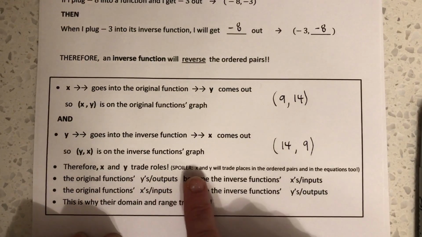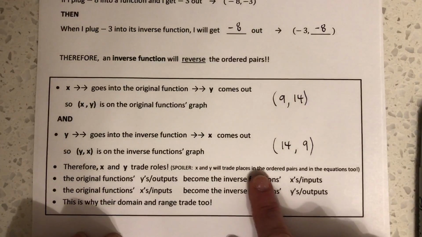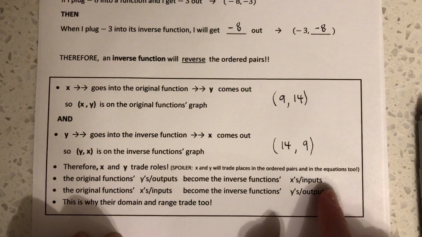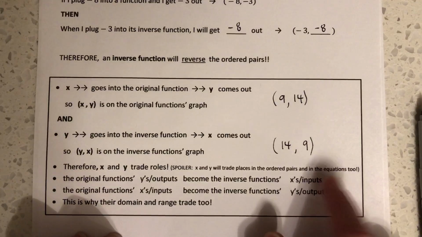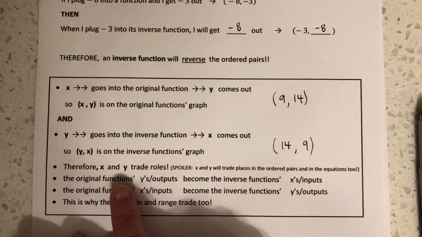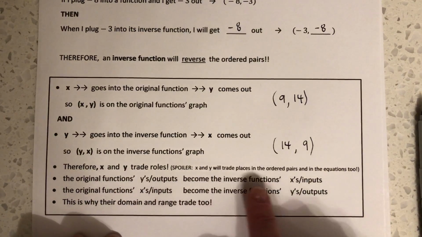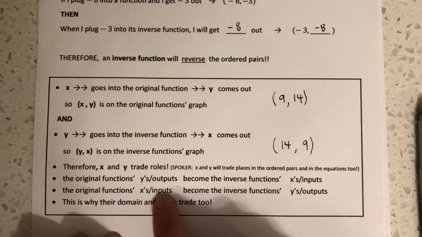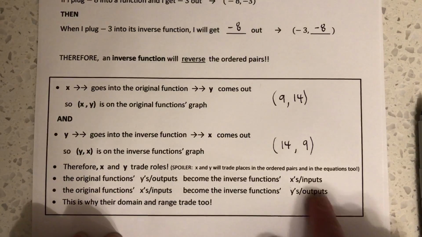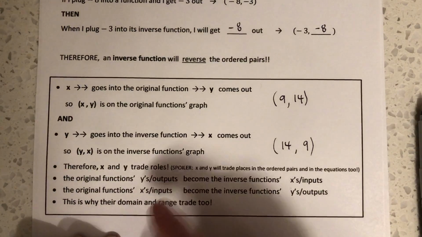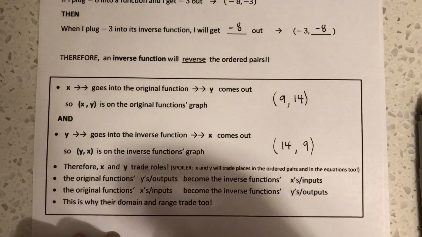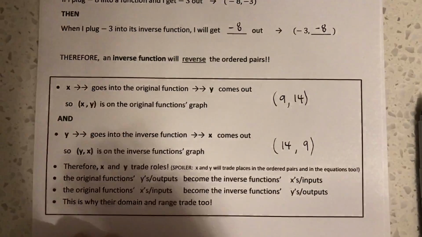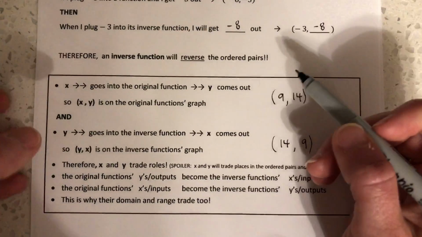And a little bit of a spoiler, we've just seen that x and y trade roles in the ordered pairs, but they also are going to trade roles in the equations too. That's what we're going to use today. All right, so the original function's y's or outputs become the inverse's x's or inputs. And then the original function's x's or inputs become the inverse function's y's or outputs. So this is why their domain and range trade too, because their x's and y's are trading spots. But that comes later too. All right, so let's give today a whirl. Our job today is to be able to find a function's inverse. Okay.